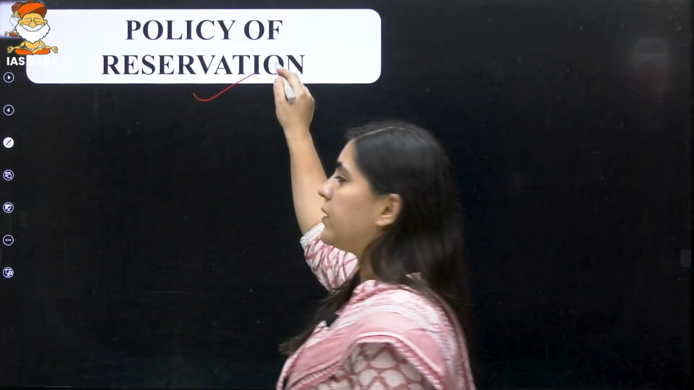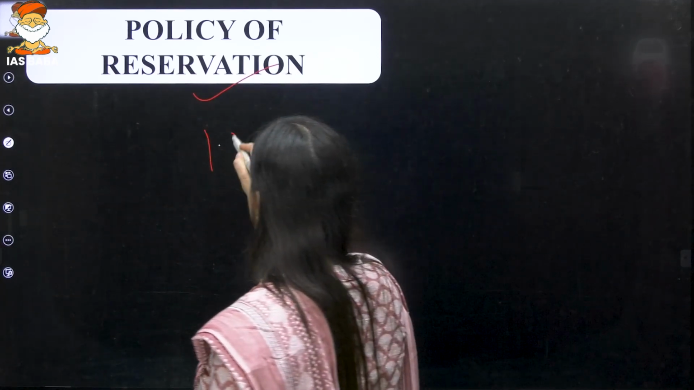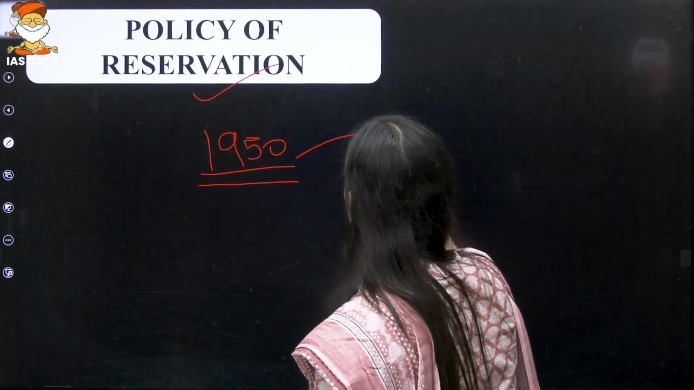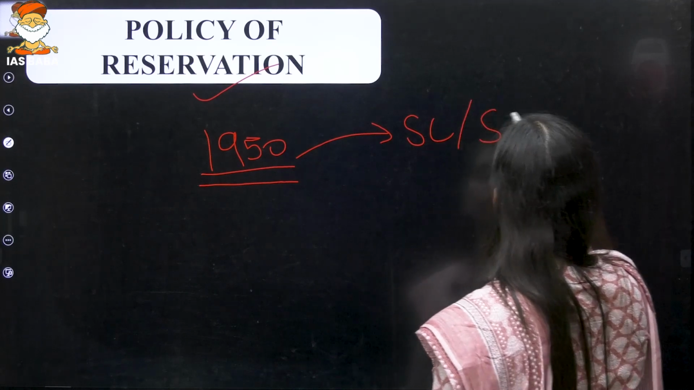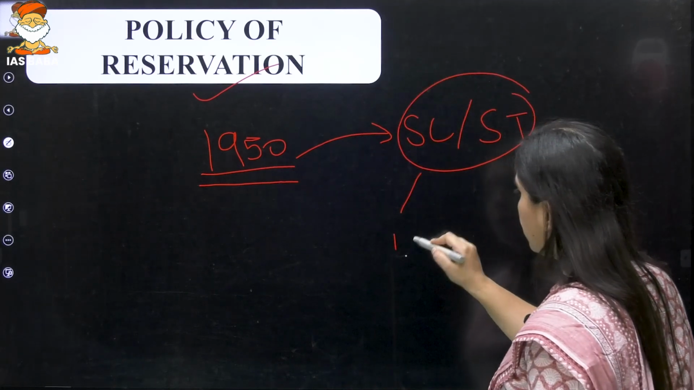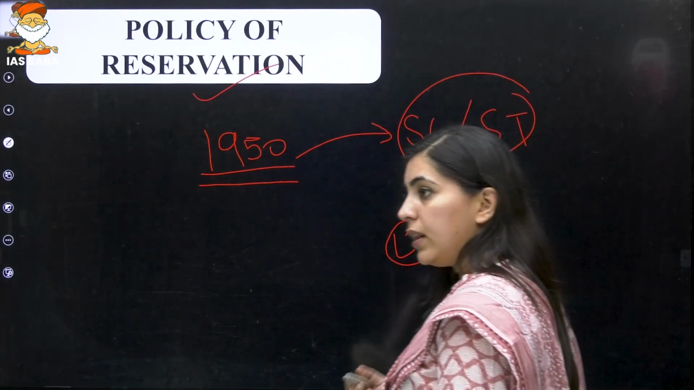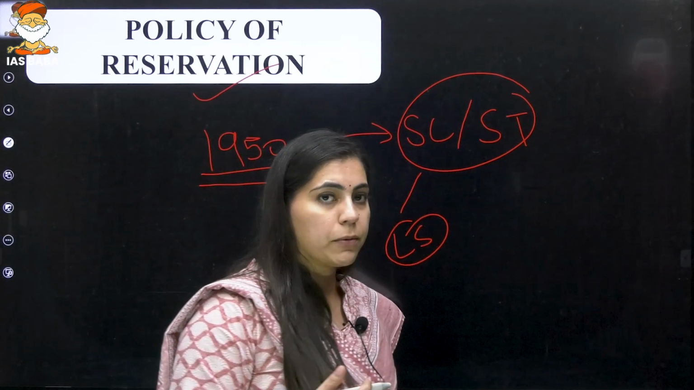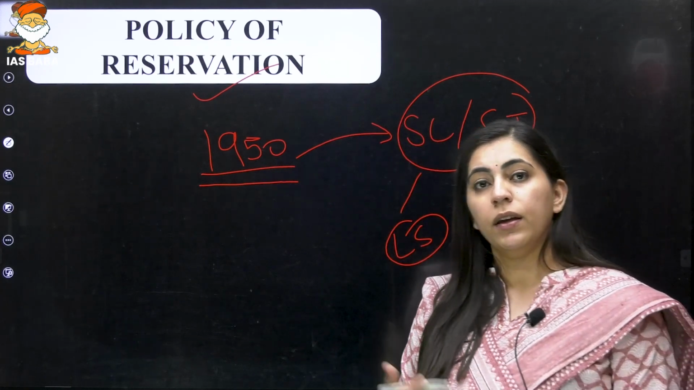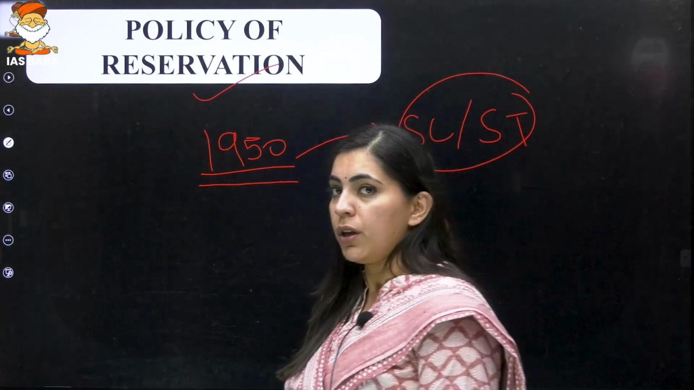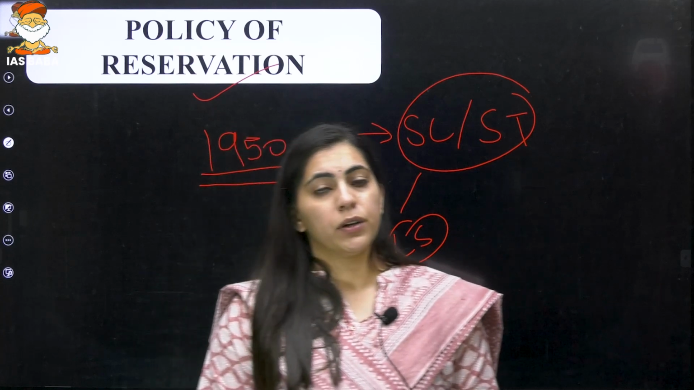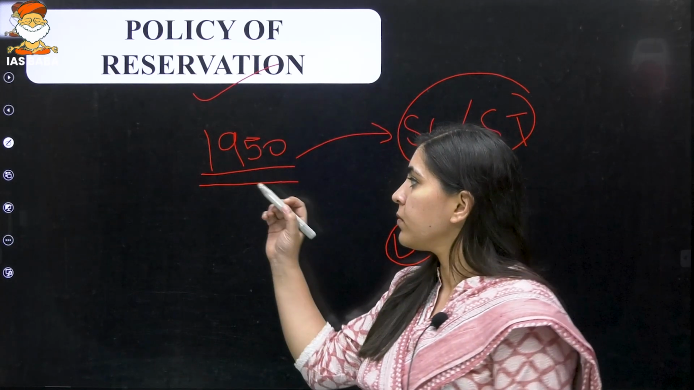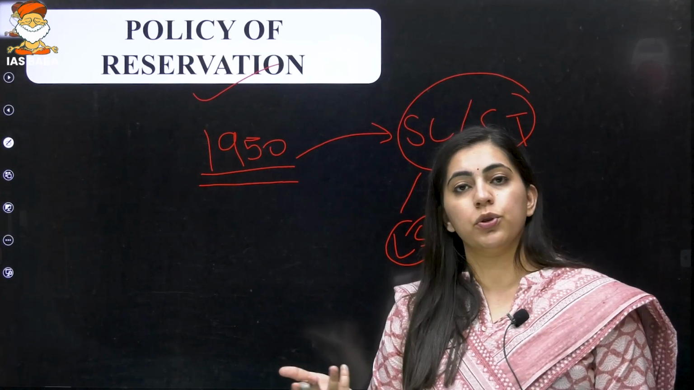Now, what is the policy of reservation? See, when the Constitution of India was enacted in 1950, it provided reservation only to Scheduled Caste and Scheduled Tribe, and that too in the Lok Sabha only, right? In the Lok Sabha, or the House of the People, there was reservation to be provided for the Scheduled Caste and Scheduled Tribe. There was no talk of giving reservation to other communities, or of reservation in other institutions like educational institutions or government jobs.